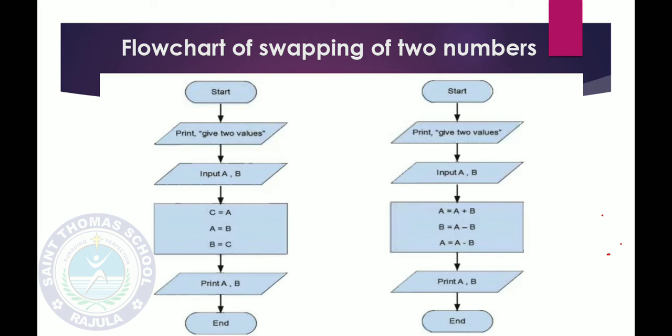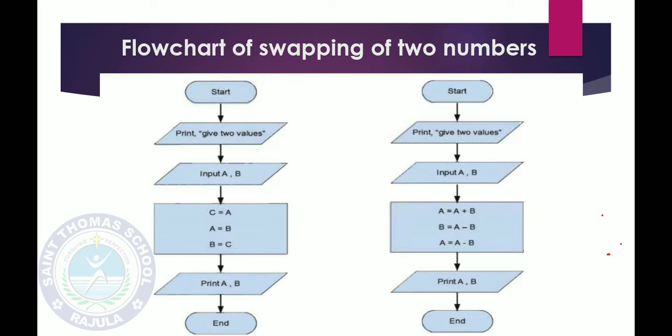First, start and give the two values, number 1 and number 2. So this is input A and B, where A is number 1 and B is number 2. Now we have one extra variable C. C was empty before, there was no initialization. Here, assume A has the value 10 and B has the value 20.